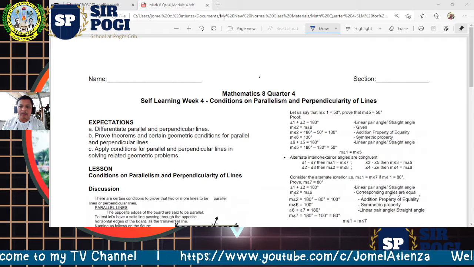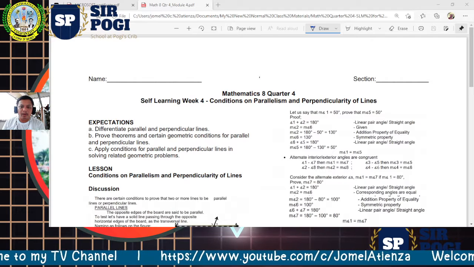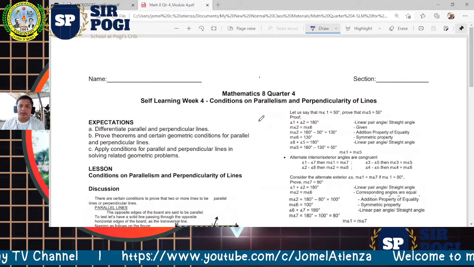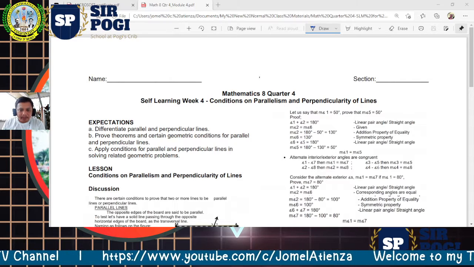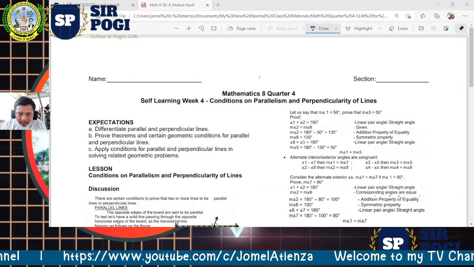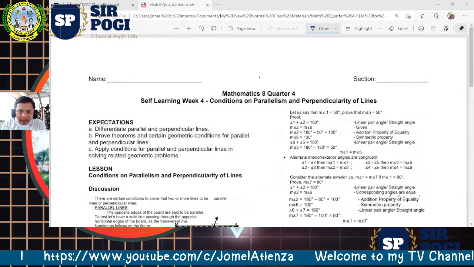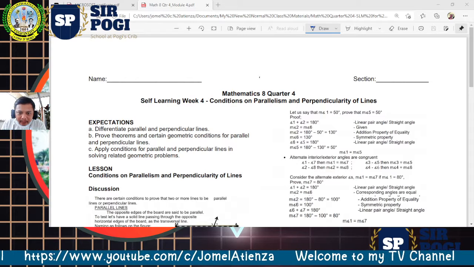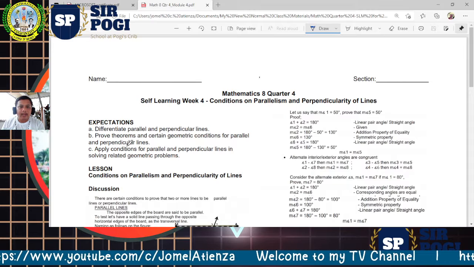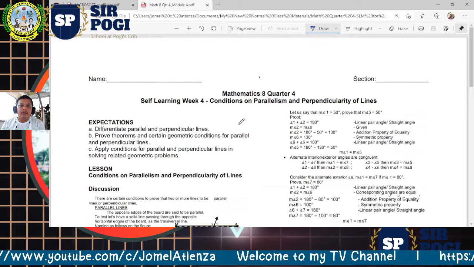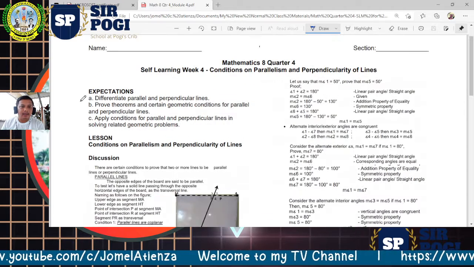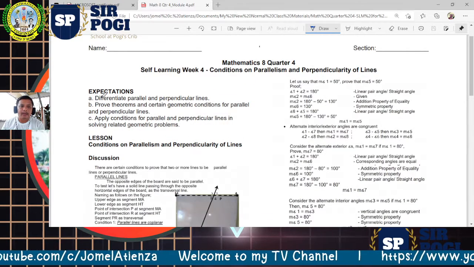Okay, so here is our module for quarter 4 week 4. That is all about parallelism and perpendicularity. So when you say conditions on parallelism and perpendicularity of lines, here are our expectations.